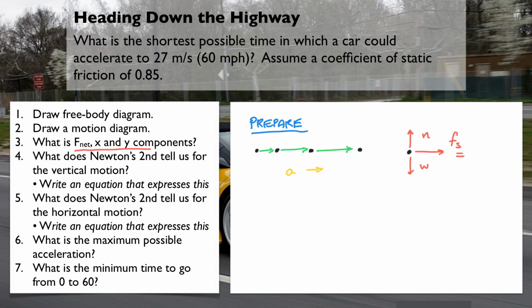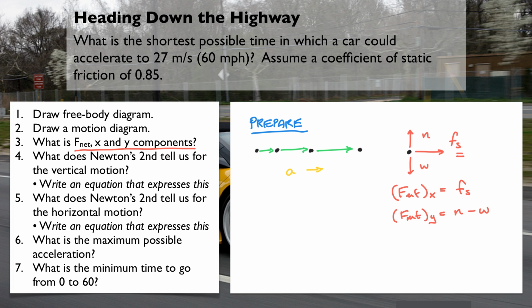Okay, the next piece of the puzzle is to think about this. What is F net, the x and the y components? So I'm going to look at my free body diagram, and let's do the x component first. F net in the x component is just equal to Fs. There's precisely one force in the x direction, and that's Fs. How about in the y direction? F net in the y direction is equal to the force that's pushing up minus the force that is pushing down. So I can write down those two relationships.